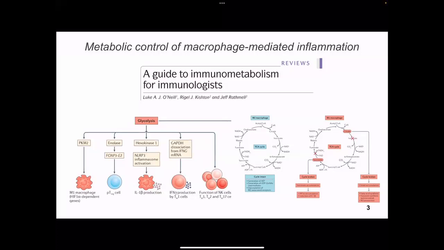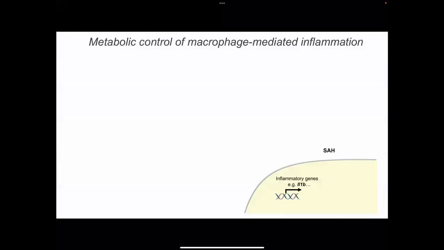And in M1-like macrophages, the TCA cycle is broken in two places. One is citrate, the other is succinate. Citrate is usually used to generate fatty acids for membrane biogenesis and also for prostaglandin production. And the TCA cycle in M1-like macrophages also generates itaconic acid, which has direct antimicrobial activity via the enzyme IRG1.